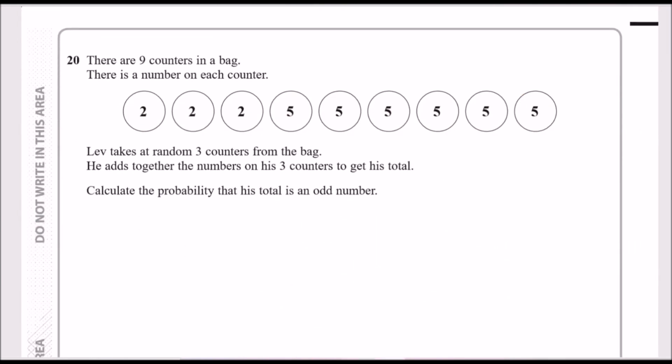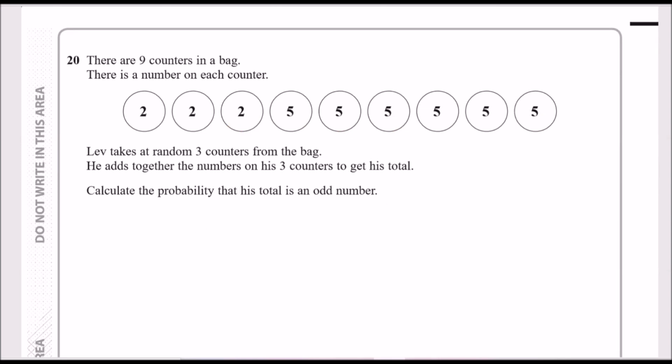All right, number 20. So there are 9 counters in a bag. There is a number on each counter. All right, so we've got 9 counters here. 3 of them are 2s and the rest of them are 5. So that's 6 of them. Okay, oh thank God, so it's not a mixture of numbers. Now Lev takes at random 3 counters from the bag. He adds together the numbers on his 3 counters to get his total. Calculate the probability that his total is an odd number.